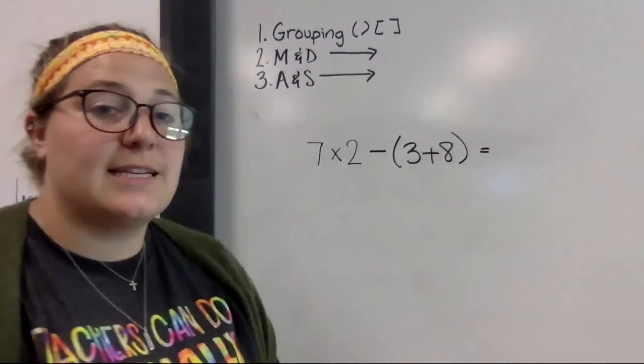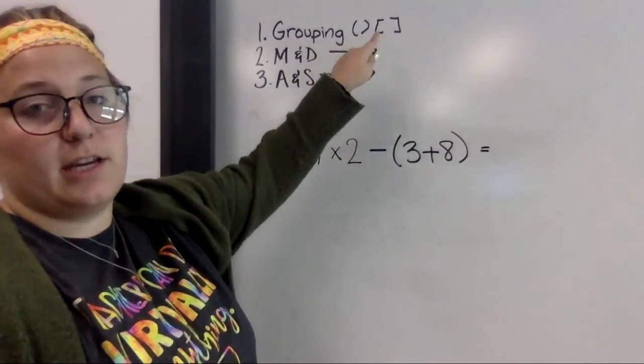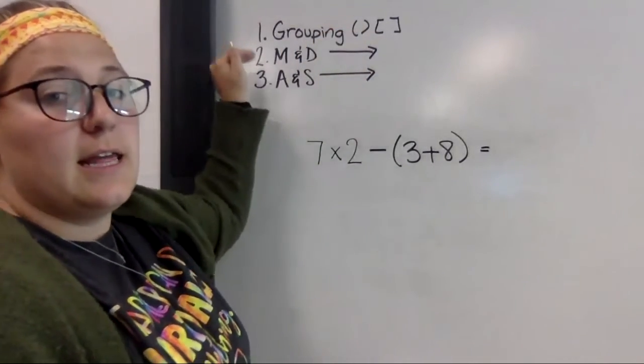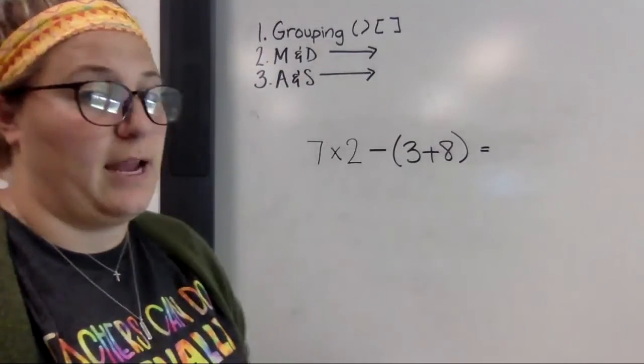So here's the example we're going to go through together. Going through the steps, grouping symbols first. Everything in grouping symbols must be solved first. Then multiply and divide. Then add and subtract both from left to right.